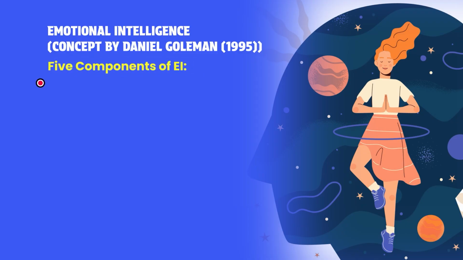So emotional intelligence basically has 5 components. One is called self-awareness, knowing your emotions. It indicates that you are self-aware about yourself.